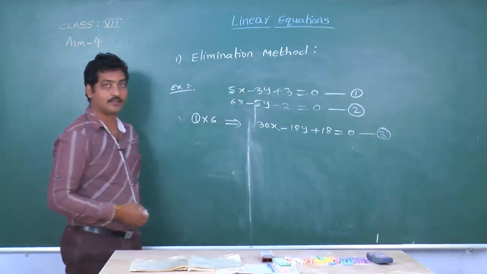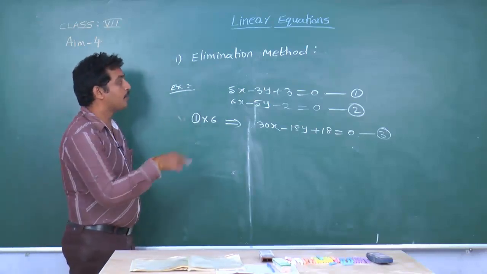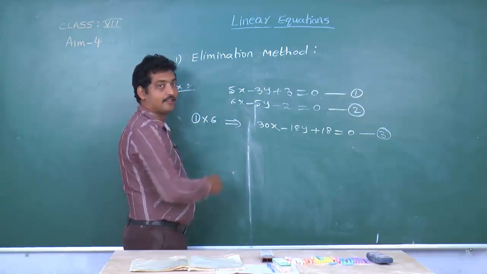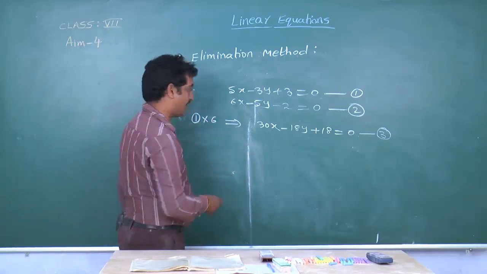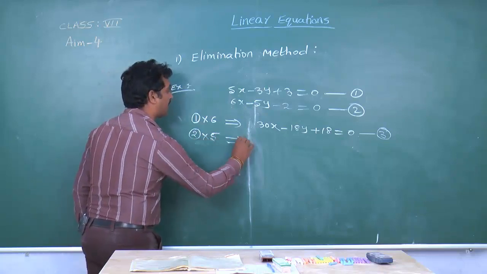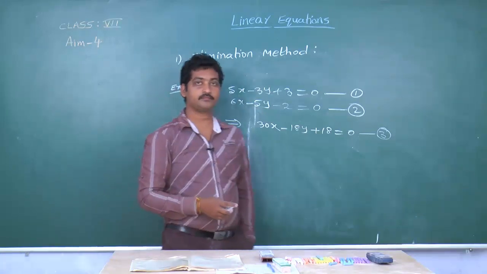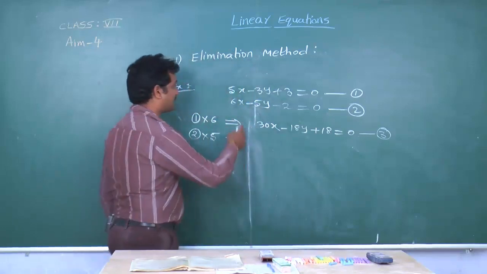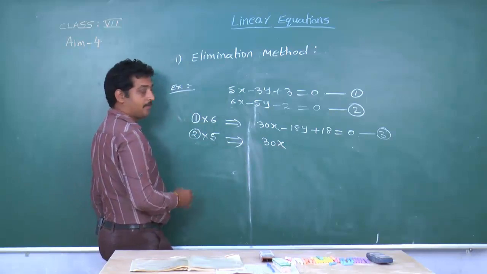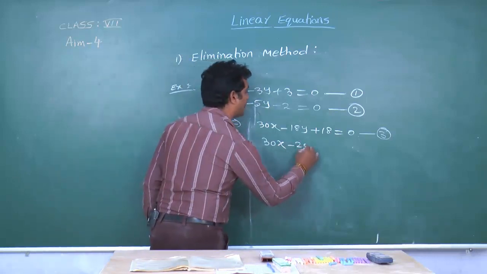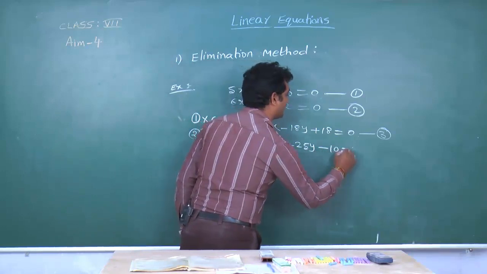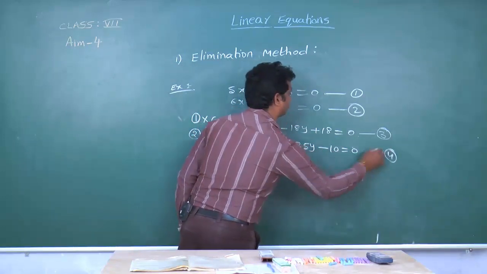Again, 2 should be multiplied with what number? Because here 6 is there, 2 should be multiplied with the number 5. 2 into 5. That implies that the equation becomes 30x minus 25y minus 10 is equal to 0. Let it be 4.